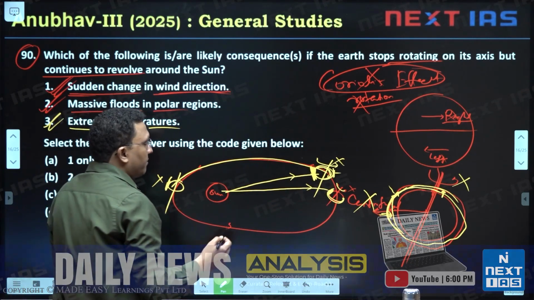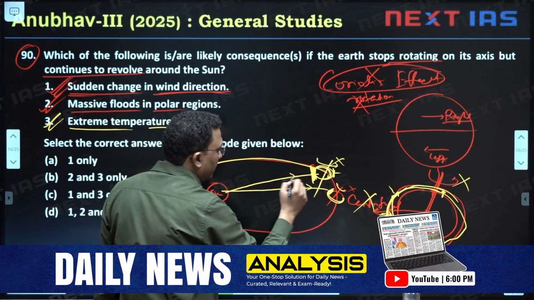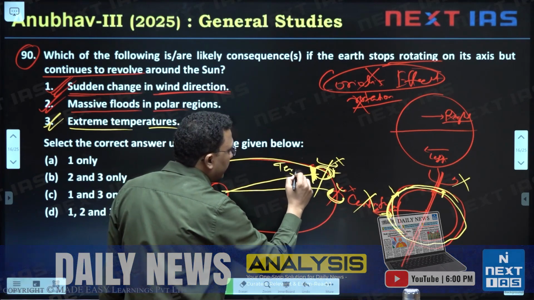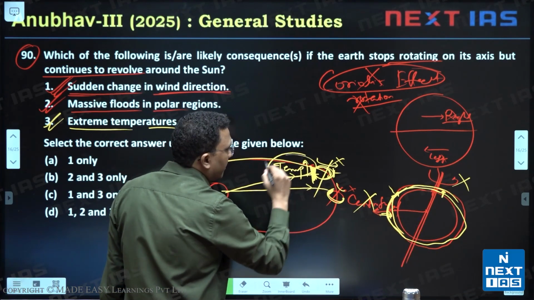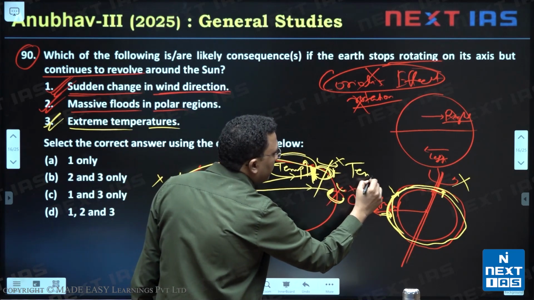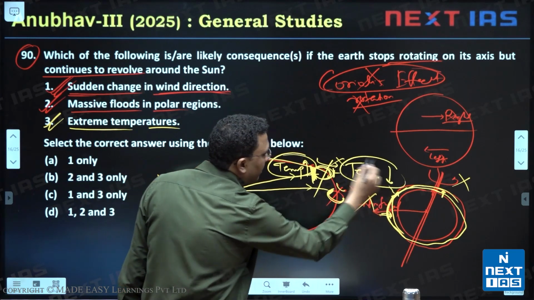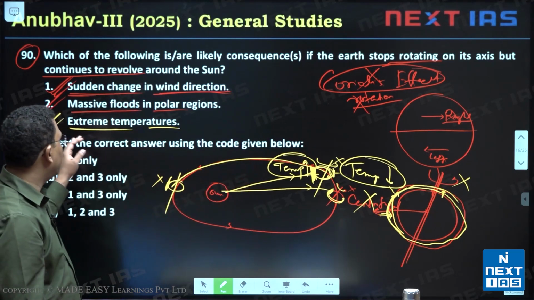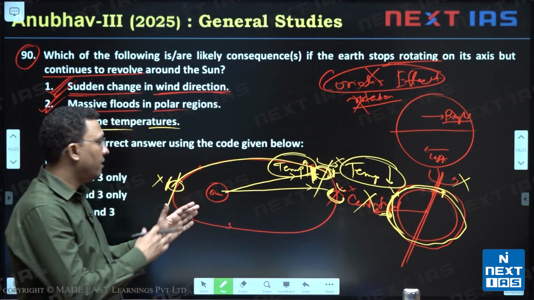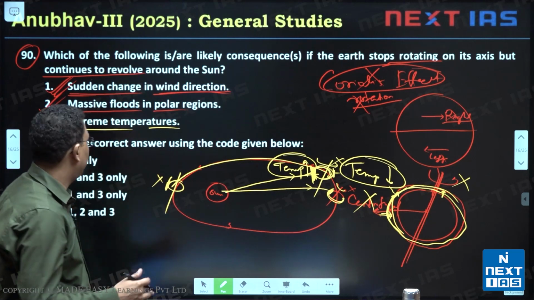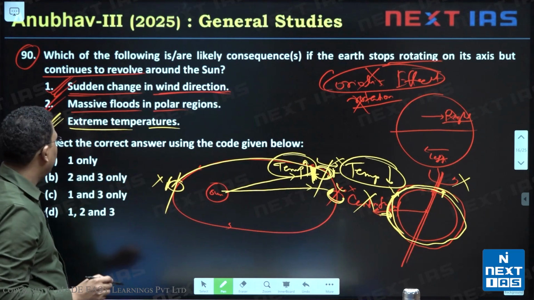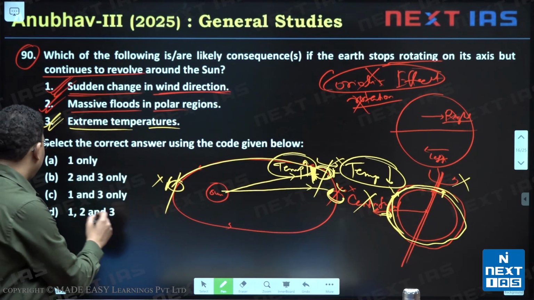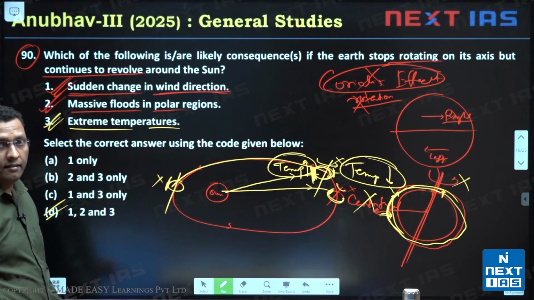So that means one side of the earth will be getting heated, its temperature will keep on increasing, and the other side will be getting cooled and its temperature will be continuously decreasing. So because of this, there will be extreme temperature on the two sides of earth. So that's why the third is also correct. So the correct answer here is D, 1, 2 and 3, right?